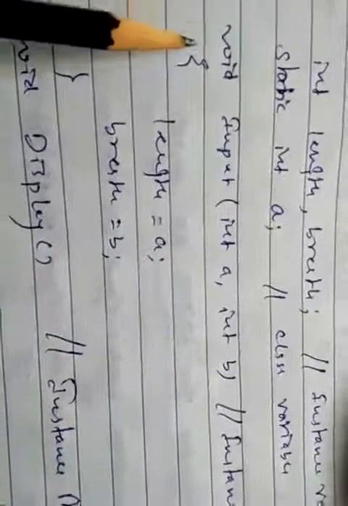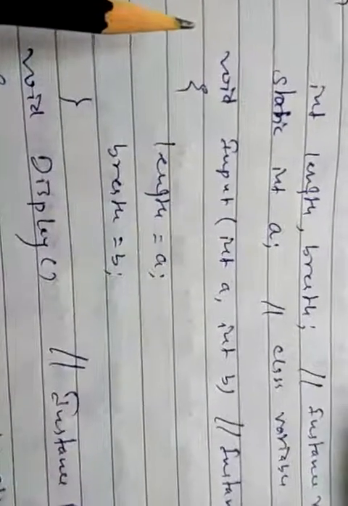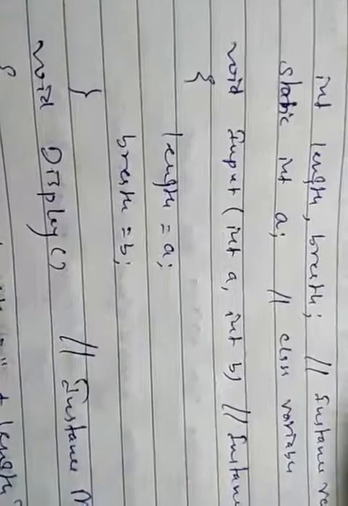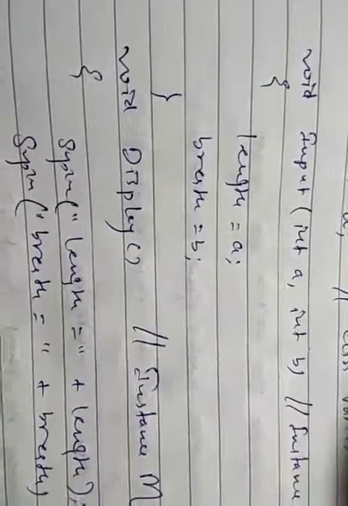If any function is declared in a class without the static keyword, that function is called an instance function. So in this program there are two instance functions. One is input, second is display. In input we are taking parameters and assigning the values of these parameters to length and breadth, and in display we are printing the values of length and breadth.